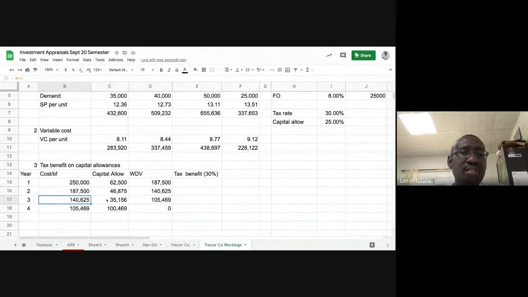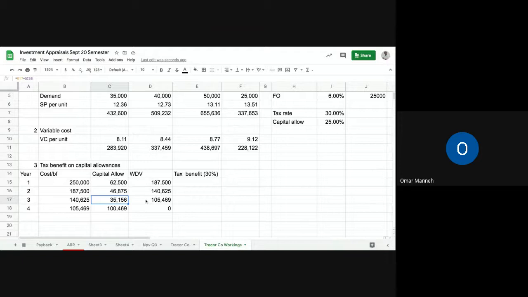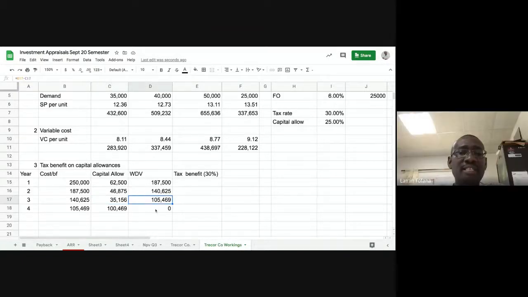So far, you've understood up to year 3, isn't it? Yes, I understand everything. Okay. So up to end of year 3, the asset will have a carrying value of 105,469. But when we are calculating capital allowances, we don't call it carrying value, we call it WDV, written down value. So that 105 will be brought forward here. But then the capital allowance that we're going to gain on that asset will be everything. It will all be this 105, assuming that there is no disposal proceed.